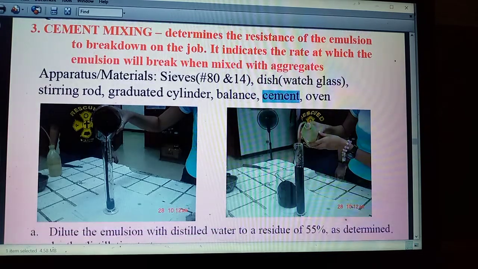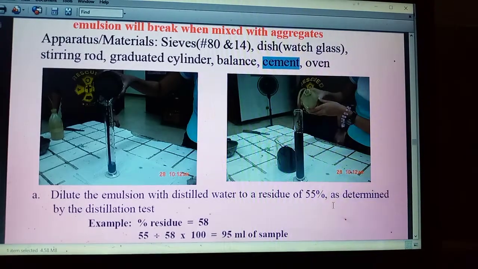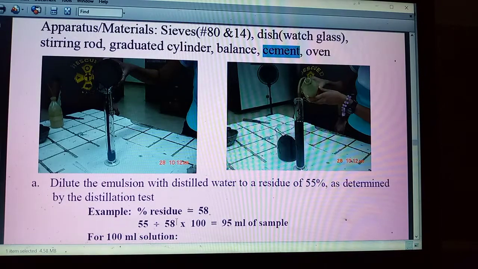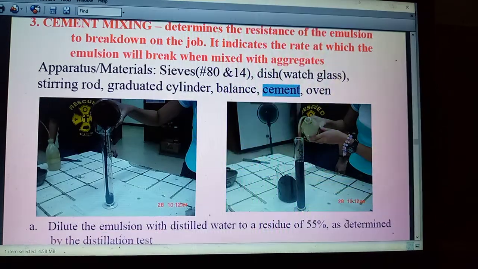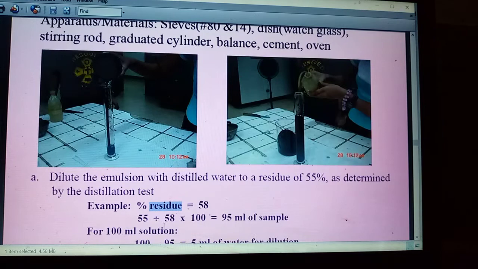Okay? Huwag kayong malito. So dilute the emulsion with distilled water to a residue of 55% as determined by distillation test. So okay, ganyan. So yung percent residue mo, for example, is equals to 58, okay? So na-compute mo doon sa una, okay? Dapat meron kang prior na computation ng residue doon sa naunang test natin, okay? If naalala nyo pa, okay? Then 58, so okay?